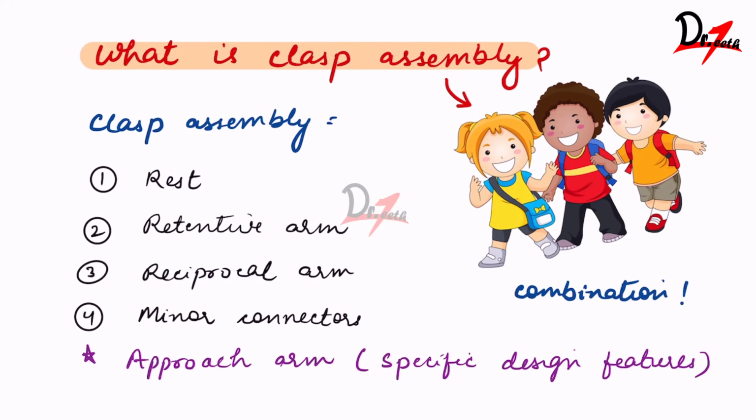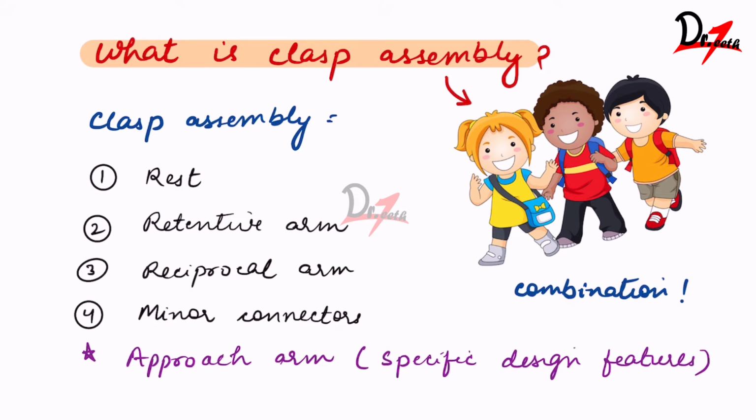Now a question is, what is clasp assembly? Okay, in school, I remember the first time I heard assembly, and also you might have heard it for the first time there as well. So assembly is kind of a group. Okay, so what is a clasp assembly? So it must be a group of something, right? So clasp assembly is actually made up of these things.